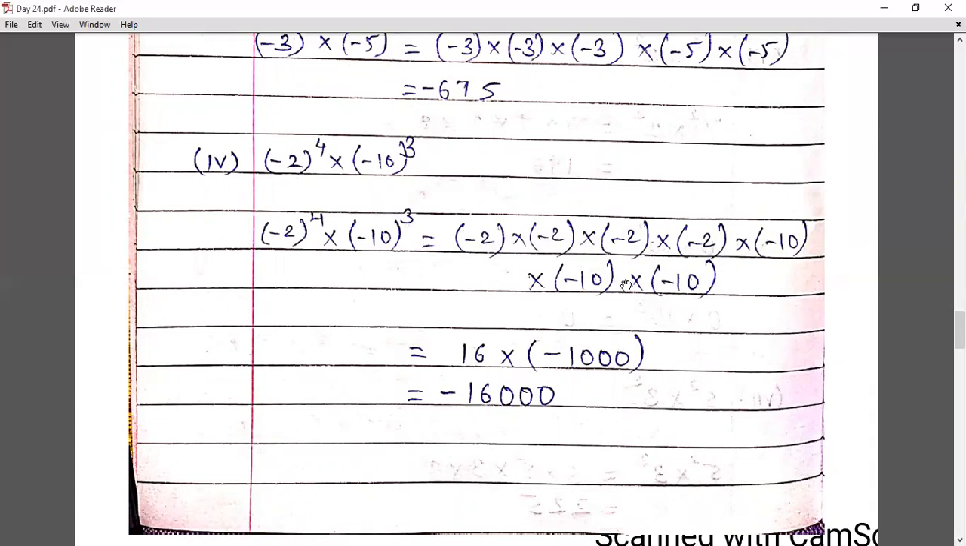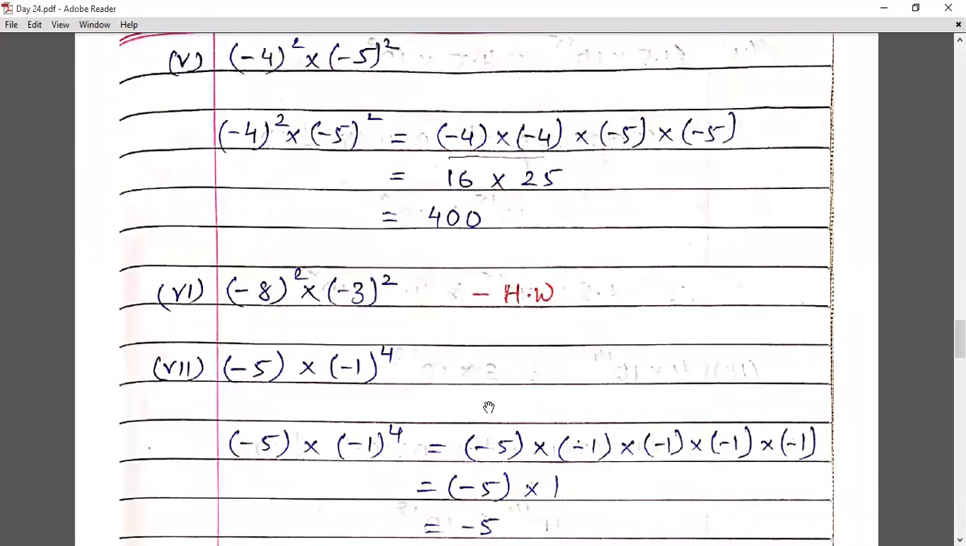10, minus 10, minus 10, minus 10. Here 10 is repeated 3 times. So 1 will have 3 zeros with it. That is 1000. Since I have 3 negative signs in 10, my answer will be minus. Now 16 into 1000 will give you 16,000. Plus minus will give you minus. So your answer will be minus 16,000.